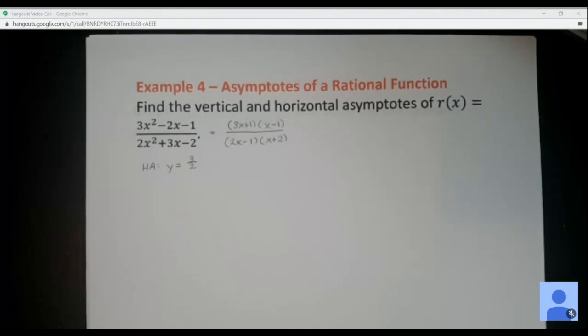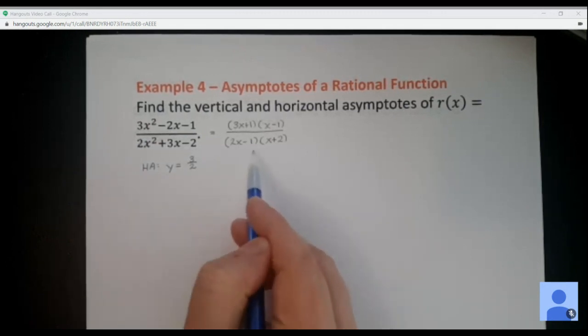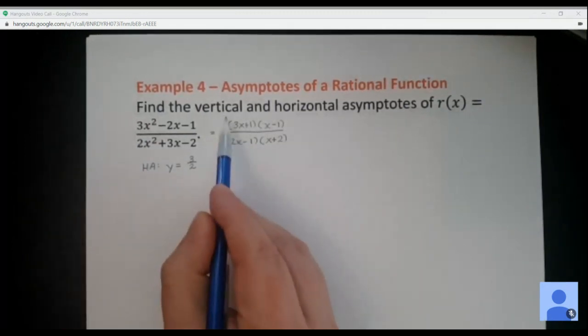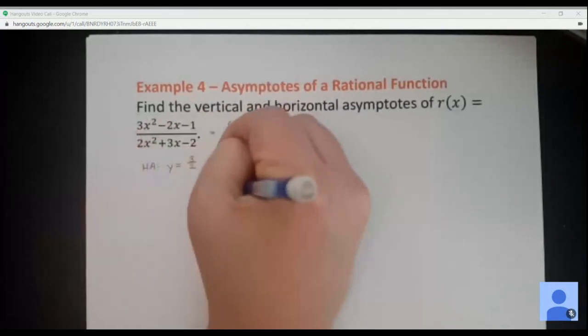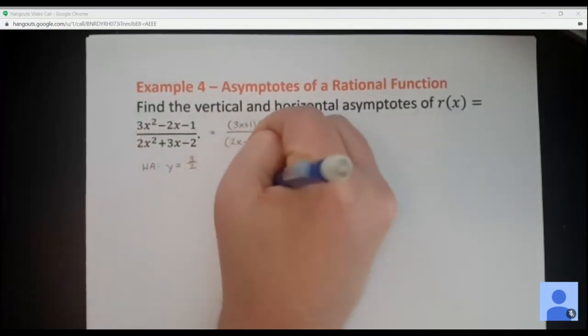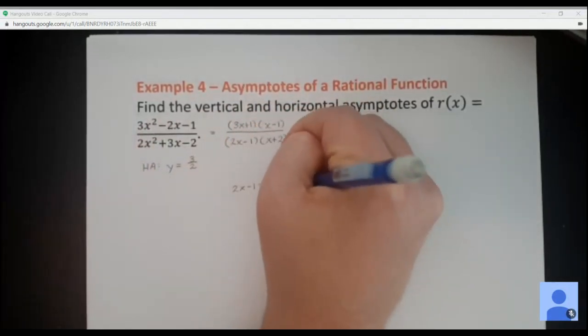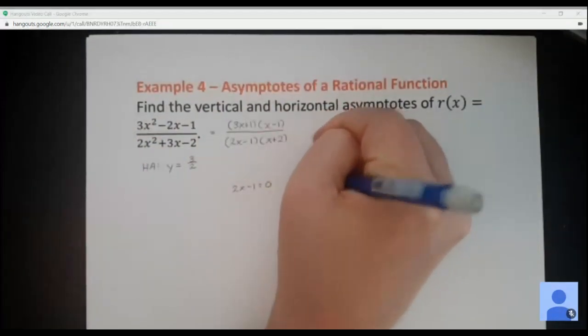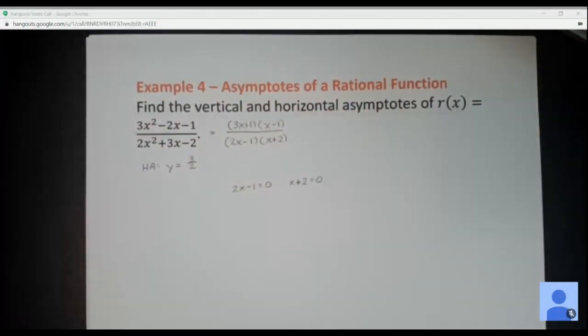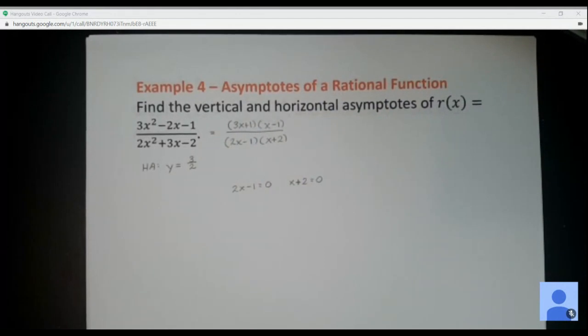Now what we want to look for is to see, do we have any common factors in the numerator and denominator that will cancel? So if we look at this one, do we have any common factors this time? No, right? So nothing's going to cancel. So at that point, now I'm going to take my denominator and I'm going to set it equal to 0 to help us find those vertical asymptotes. So we've got 2x minus 1 equals 0 and x plus 2 equals 0. We're just going to take each factor from the denominator, set it equal to 0.